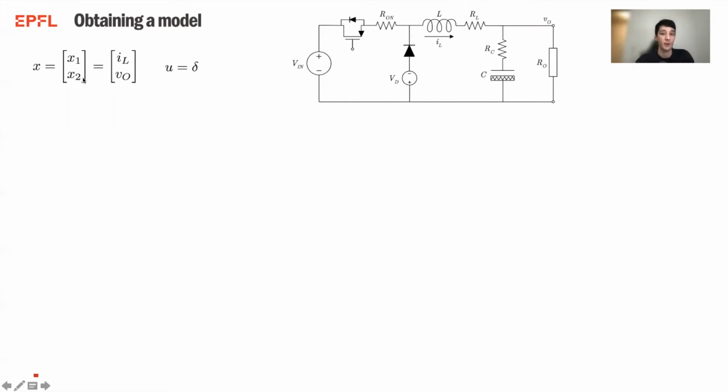Brief recap, we have two states. One of them is the inductor current, and the second one is the output voltage. We have one control variable, the duty cycle, the time that PWM signal stays high.